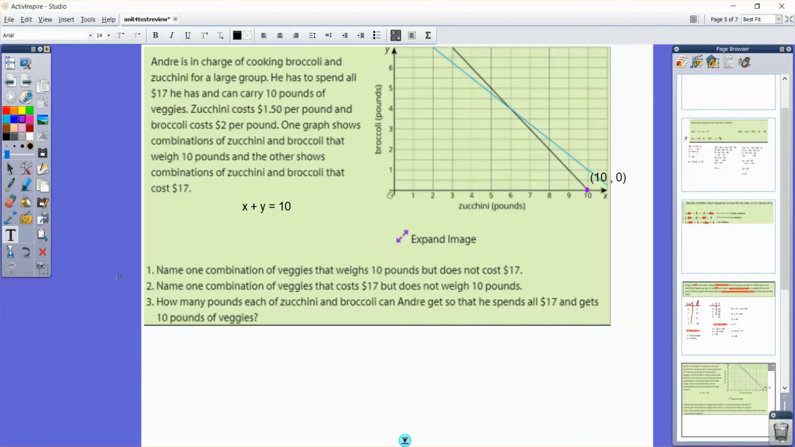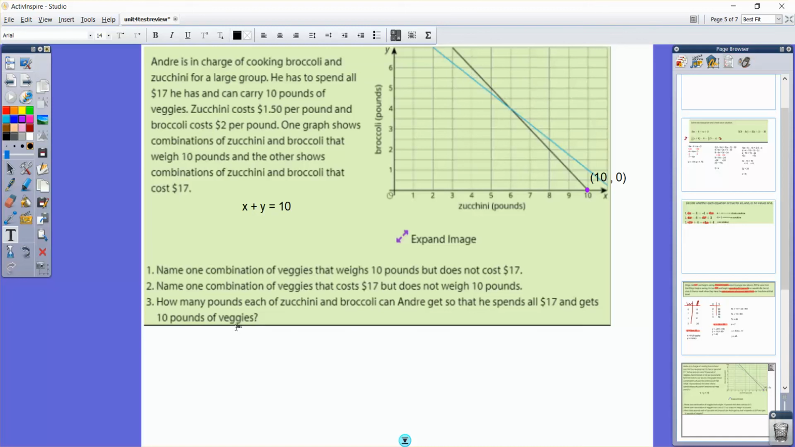Same kind of idea here. This blue line is talking about the cost. So we want a combination of veggies that costs $17 but does not weigh 10 pounds. This line ends a little bit after 11. If you bought 11 pounds of zucchini, that would be $16.50. So that blue line represents the broccoli and zucchini that you can buy with $17. Any point on this blue line is fine. For example, 4 and 5.5: 4 pounds of zucchini and 5.5 pounds of broccoli, if you're allowed to buy half a pound of broccoli, and maybe you are.